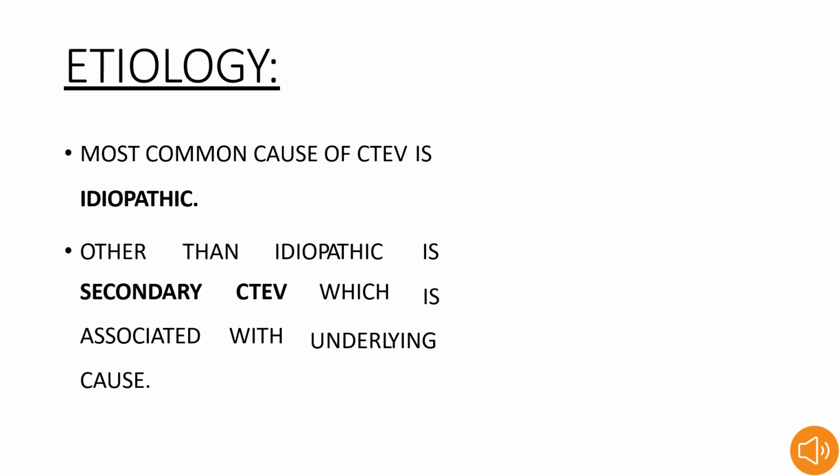Now, secondary CTEV. It is associated with neuromuscular and syndromic etiologies like arthrogryposis multiplex congenita, diastrophic dysplasia, Streeter syndrome, that is constriction band syndrome, Freeman-Sheldon syndrome, Mobius syndrome, Nail-Patella syndrome, diastrophic dwarfism, poliomyelitis, spina bifida, myelodysplasia, and Friedreich's ataxia.